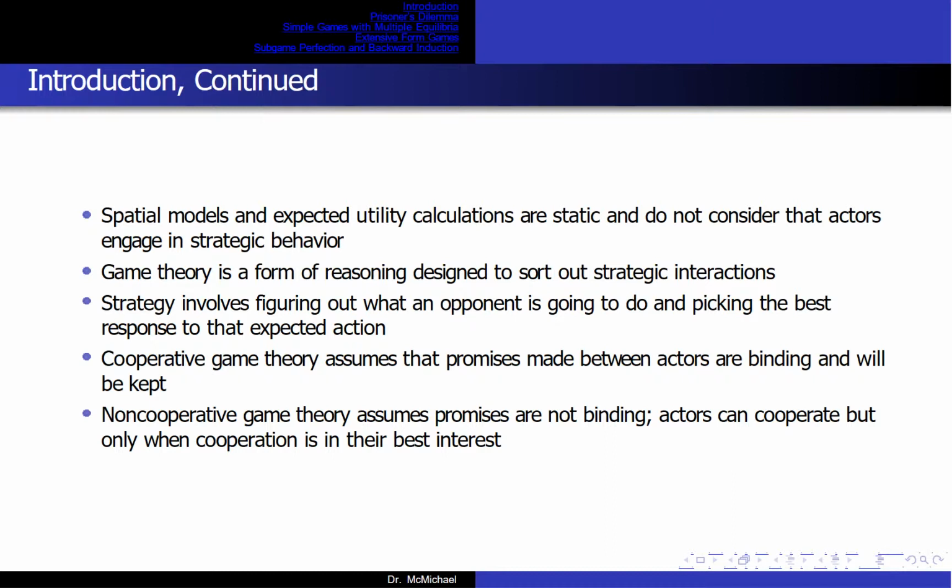Game theory is a form of reasoning designed to sort out strategic interactions. Strategy involves figuring out what an opponent is going to do and picking the best response to that action. Cooperative game theory assumes that promises made between actors are binding and will be kept. Non-cooperative game theory assumes promises are not binding; actors can cooperate, but only when cooperation is in their best interest. The credibility of their commitments depends on those commitments being of sufficient value that it is in one's best interest to honor.